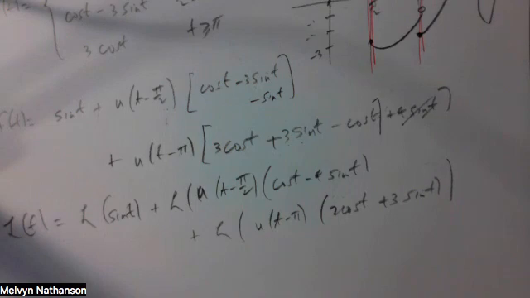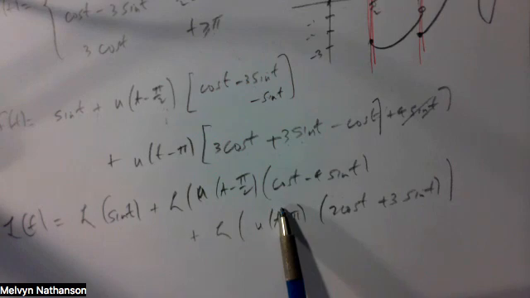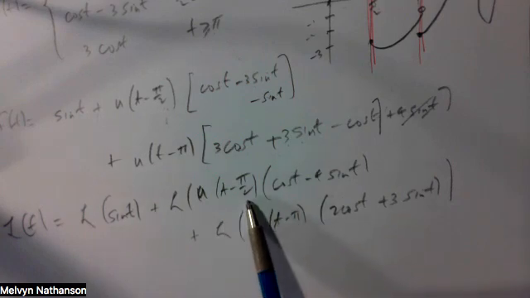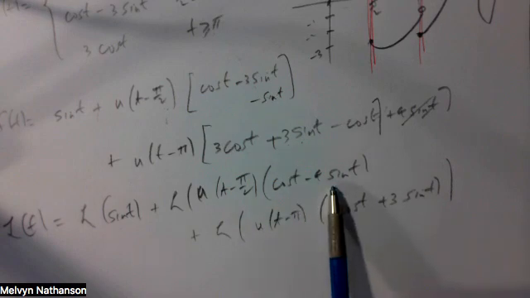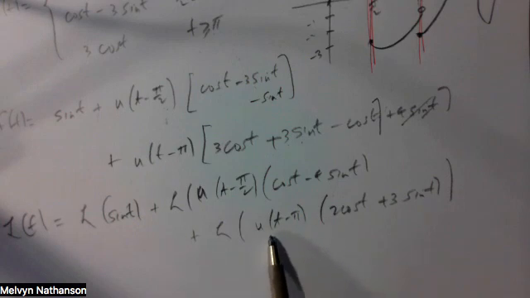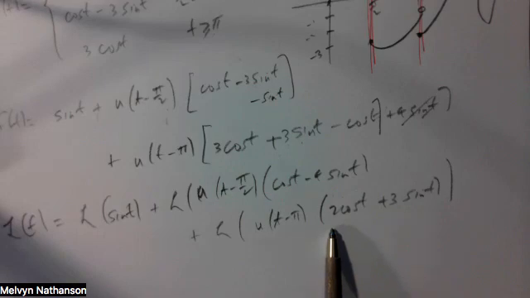So I have the Laplace transform of sine t, the Laplace transform of t minus u of t minus pi over 2 times cosine t minus 4 sine t, and the Laplace transform of u of t minus pi times 2 cosine t plus 3 sine t.